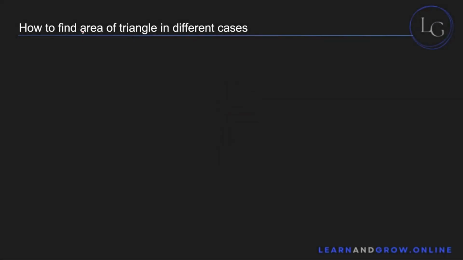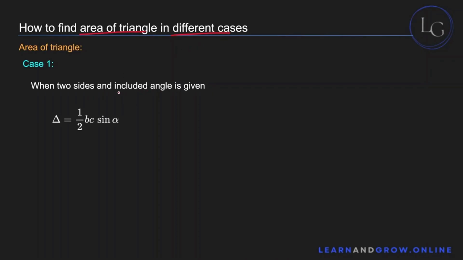Now let's see how you can find the area of a triangle in different cases. So the first case is when two sides and an included angle is given to you, which means that, let's look at this first formula. And let's just look at all three of them actually. It's half of BC into sine alpha, which means if sides B and C are given to you, then it's necessary that the angle must be alpha, because alpha is the angle that B and C make.